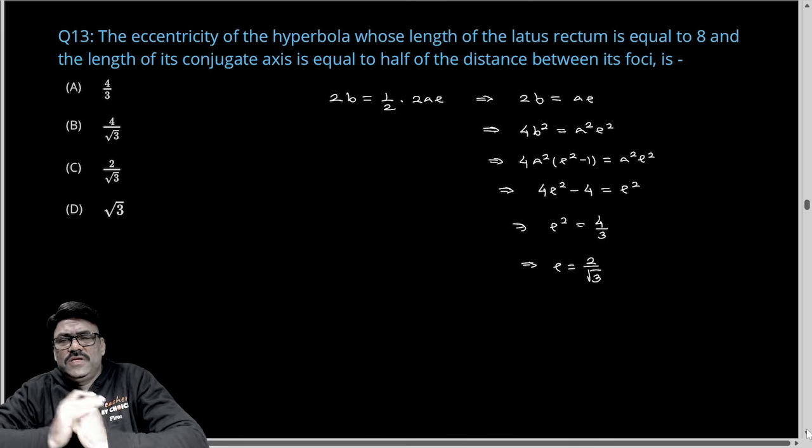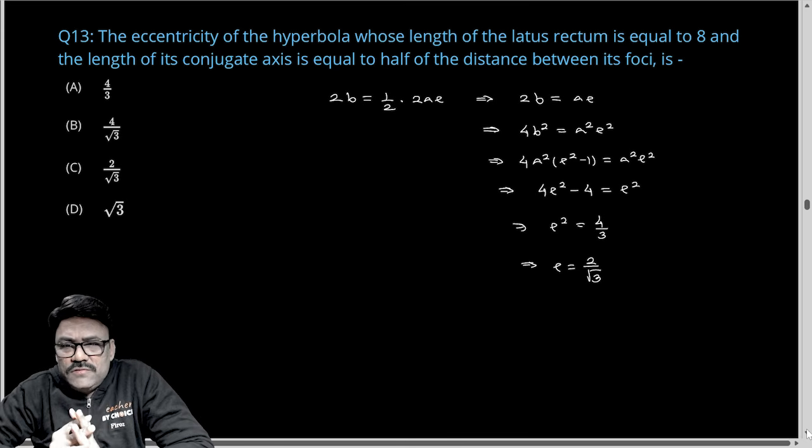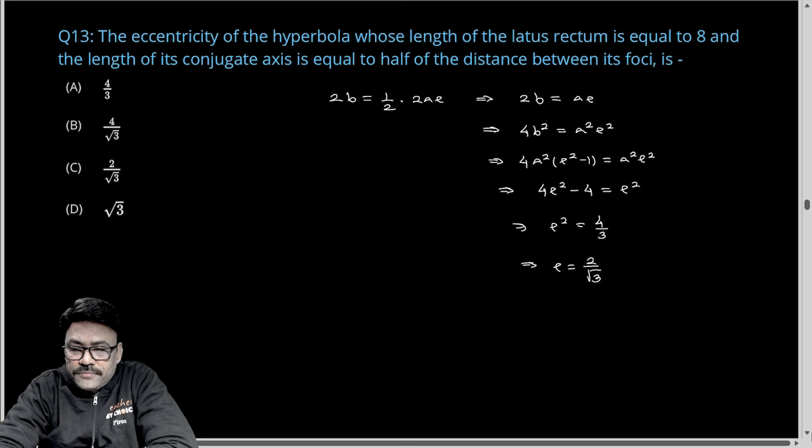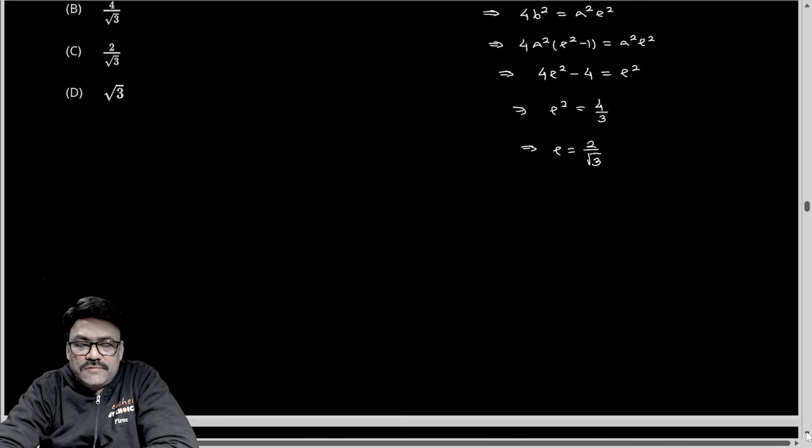Option C. Actually, in this question, they have given two conditions. Length of lateral rectum 8 and length of conjugate axis is equal to half of the distance between foci. But no need to use both conditions. Only one condition can give you the correct answer. Even if you use only the first condition, you will get the same answer. So one extra condition is given in this question.